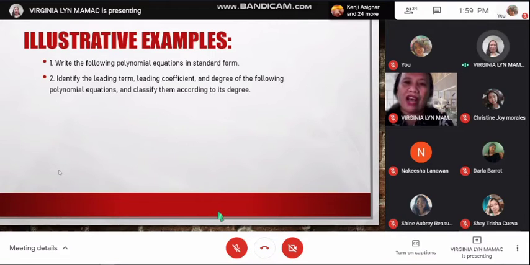How to classify? If the degree is 1, that is linear. If the degree is 2, this is quadratic. If this is 3, cubic. Fourth degree is quartic, and the fifth degree is quintic. If it has more than 5 degrees, like 6, 7, 8, you are going to name it according to the degree. If the degree is 6, therefore you will name that one a 6th degree polynomial equation.